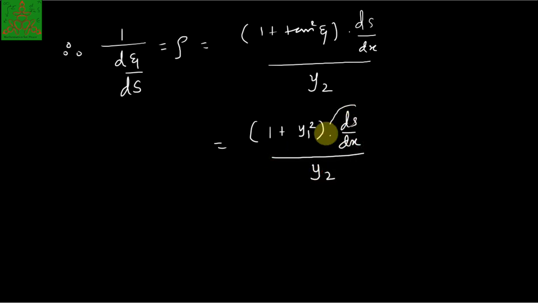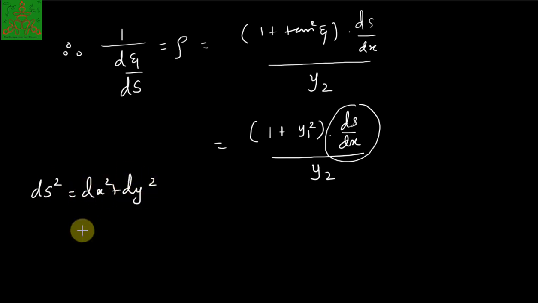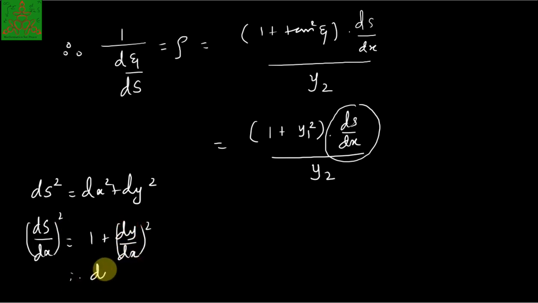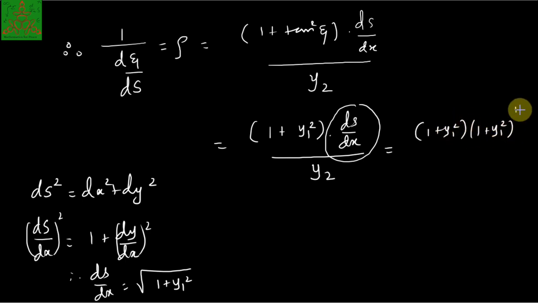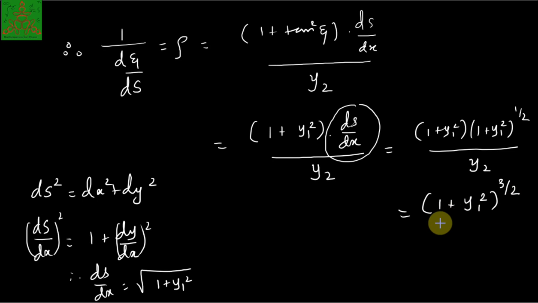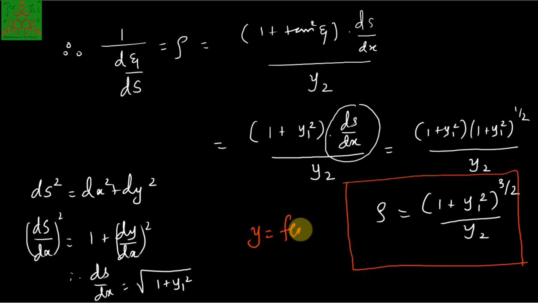Now what is ds by dx? s is nothing but the arc length, and we have the formula d s square is equal to dx square plus dy square. So ds by dx will be the square root of 1 plus dy by dx square, that is, the square root of 1 plus y1 square. So therefore this will be 1 plus y1 square into 1 plus y1 square raised to 1 by 2 upon y2. So finally we have the formula: rho equals 1 plus y1 square raised to 3 by 2 upon y2. That is the formula for the radius of curvature for the curve y equal to f of x at any given point. So this is the formula you will use for finding the radius of curvature.